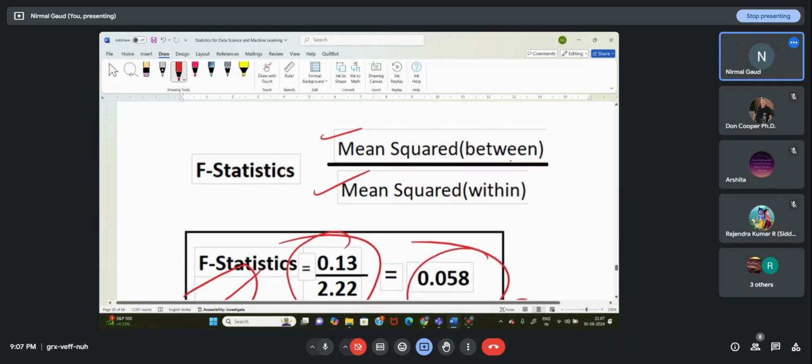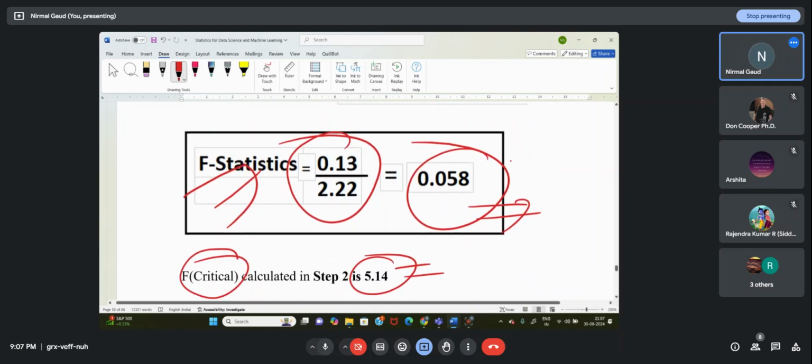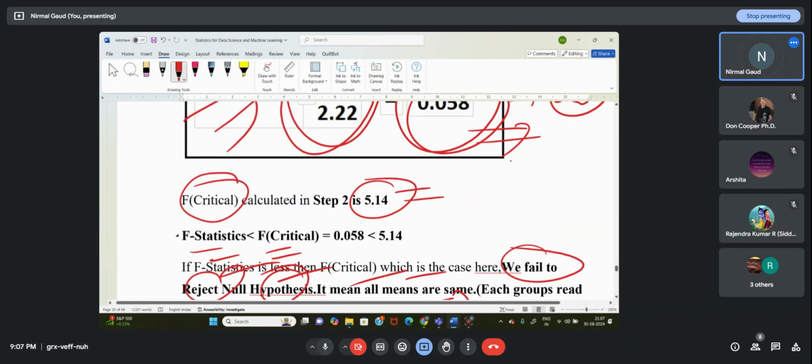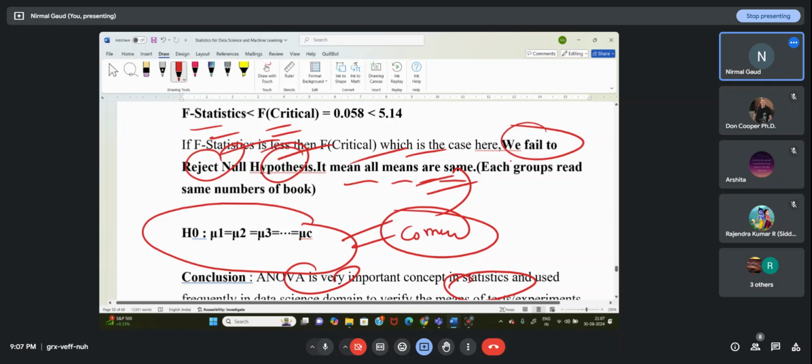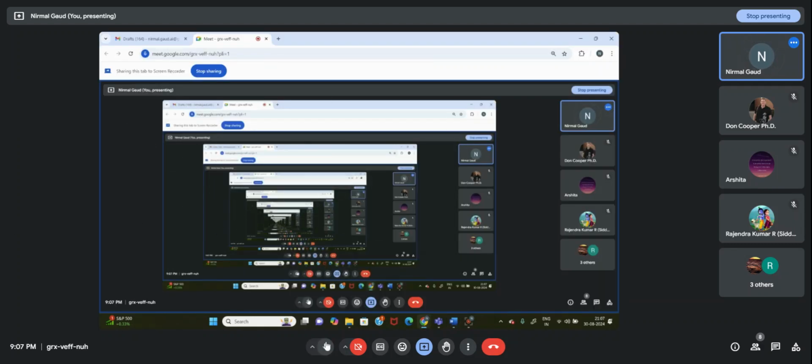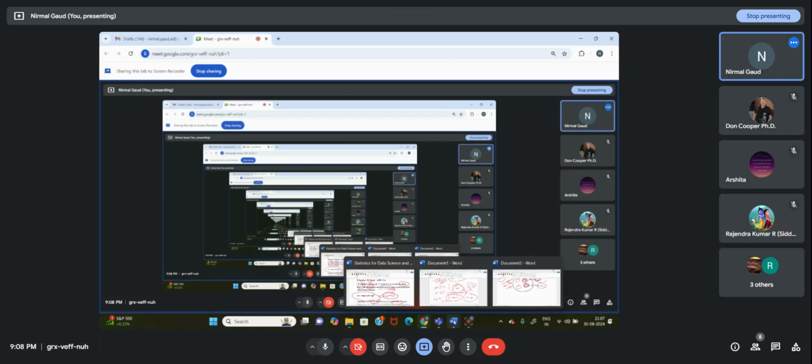Then take their ratio also. 0.13 divided by 2.22. The answer is 0.058. Now compare with the critical value. Critical is 5.14. Your value is coming 0.058. That means it is less than 5.14. Point is over. That means the null hypothesis is accepted. This is ANOVA. Null hypothesis accepted. That's it. Okay, got it.